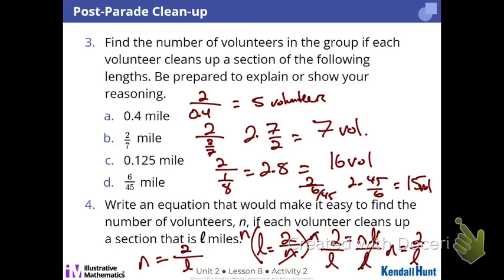I'm just doing that to prove what has to be true about my two equations. If I did the same thing to both sides to get from one to the other, what has to be true about them? They're equivalent, right? They're the same. Why would I want two different equations though? So you could find how to go each way. Yeah, volunteers to how far they would each need to do, and how far they each need to do to number of volunteers. The two different equations will help me go the two different directions I would need to go, depending on what information is supplied and what information is wanted.